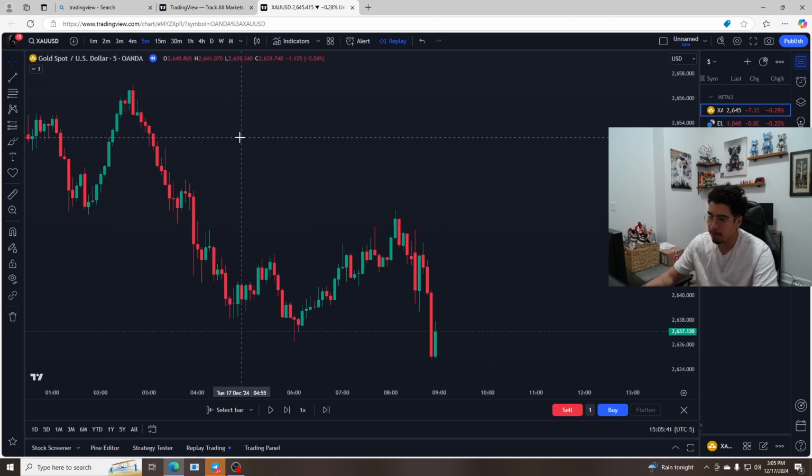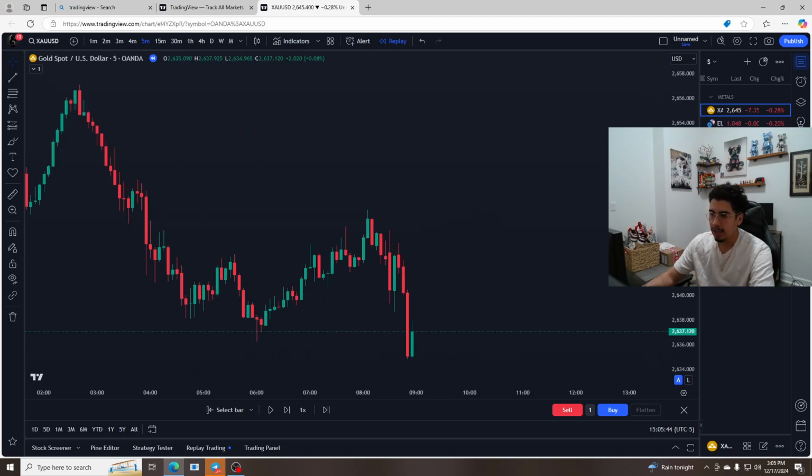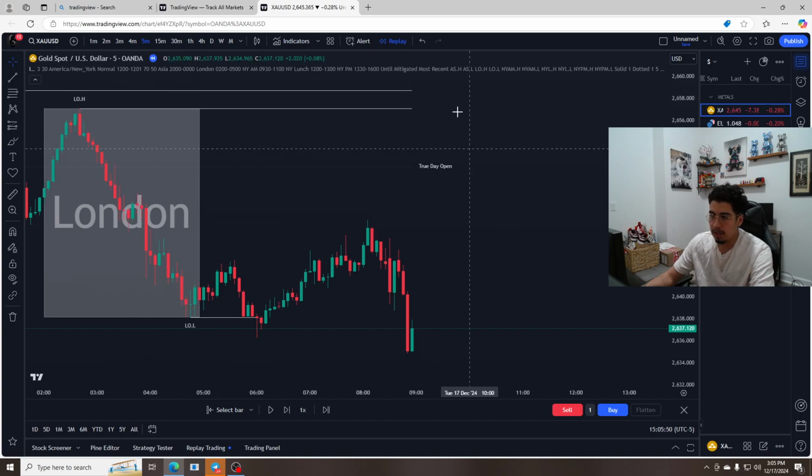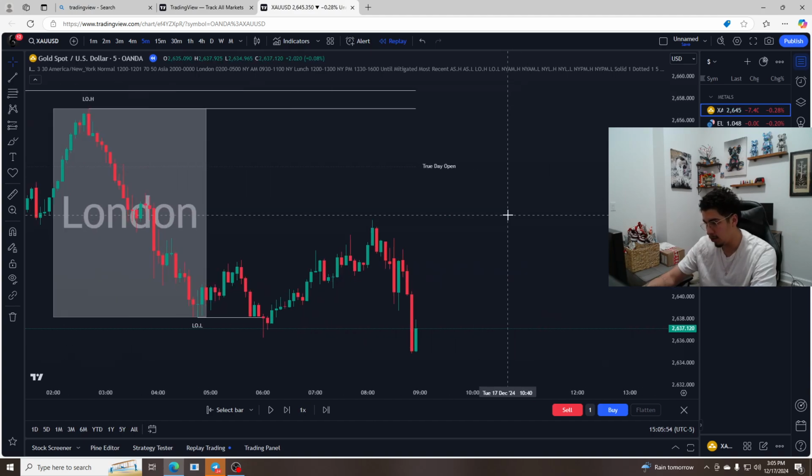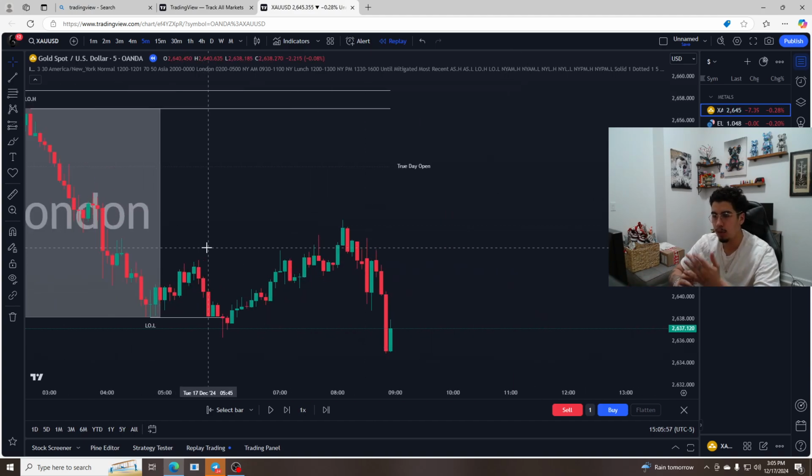A lot of people are going to want to be buying this because we took liquidity and we might think that price goes higher. You know, we're below that true day open and obviously we have liquidity above. But again, there's no signs showing us that price wants to go higher. So if that's the case, you have to continue with the trend.